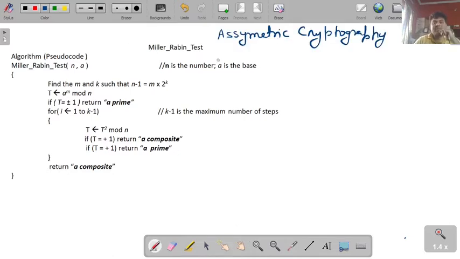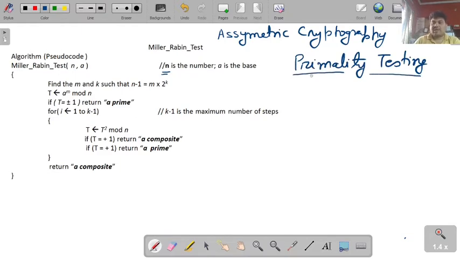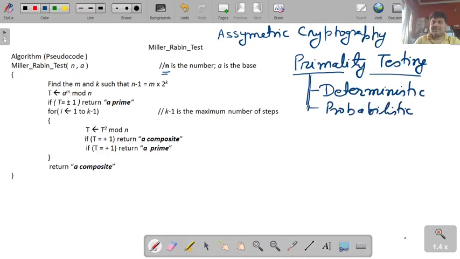Basically, this Miller-Rabin test is used in asymmetric cryptography to find out whether a particular number n is prime or not. This kind of testing comes under probability testing. There are two kinds of algorithm we use under probability testing. One is called the deterministic algorithm, and the other is the probabilistic algorithm.